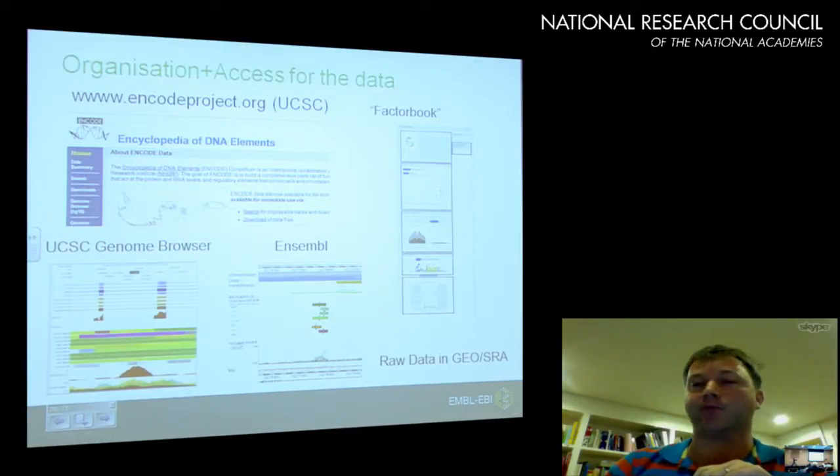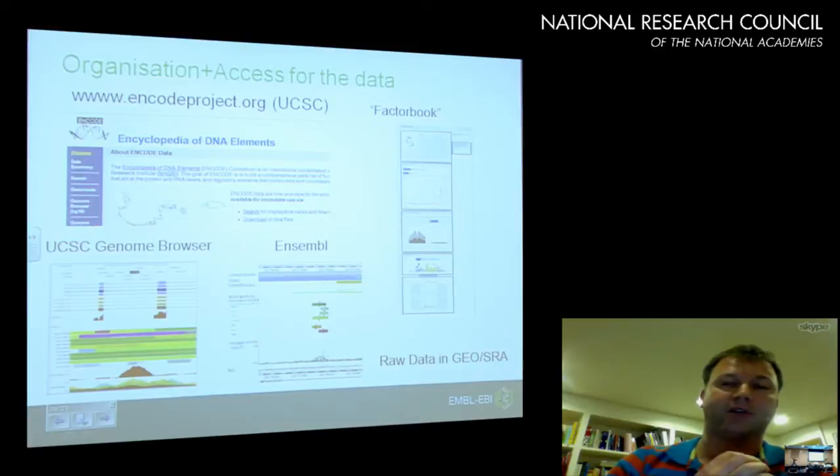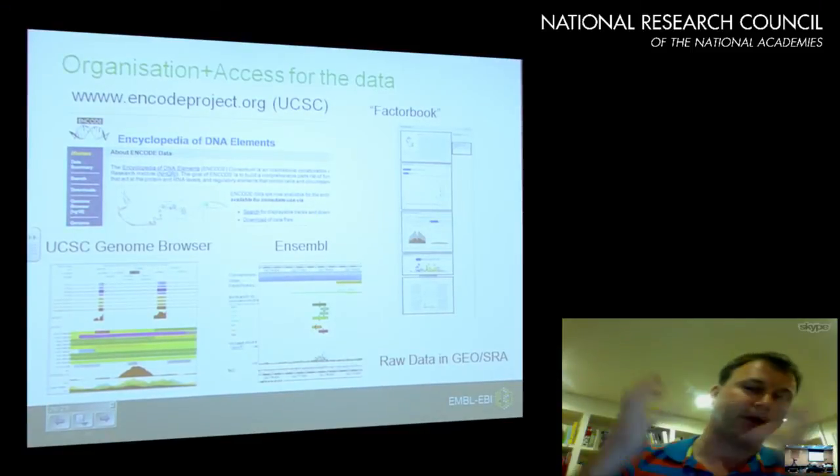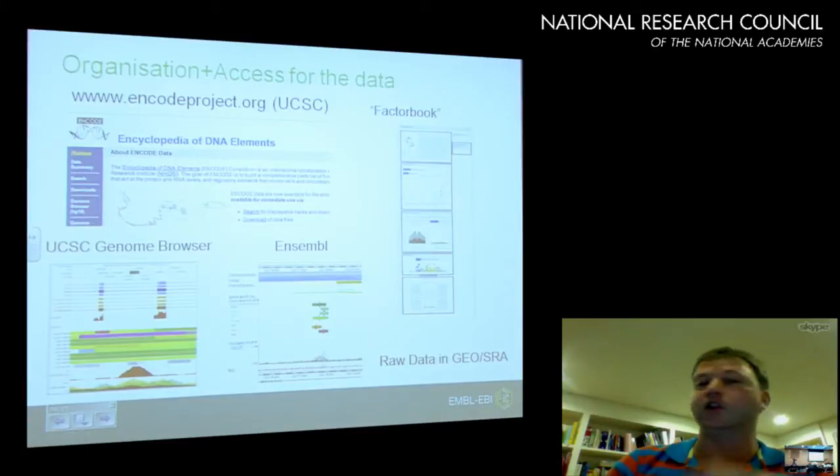On the bottom right there, you'll notice that the large-scale archives, or raw data and GEO and SRA are there, but then there are also display methods, such as the UCSC Genome Browser, my favorite browser because it comes from our institute, Ensembl, and new things that we made specifically for this data set, such as Factorbook.